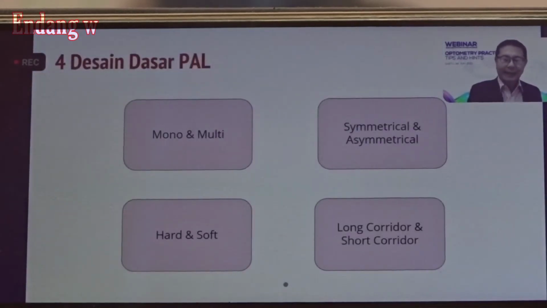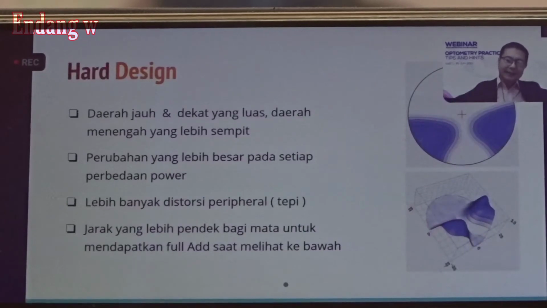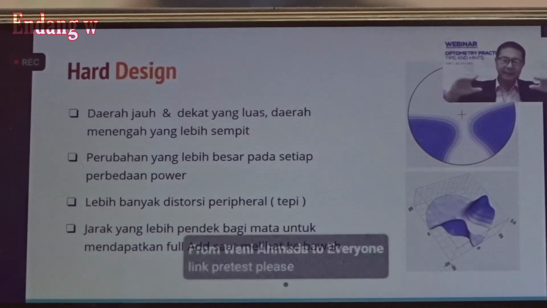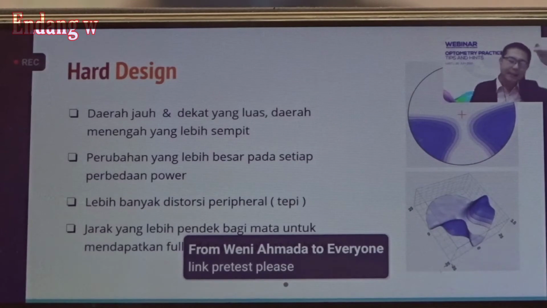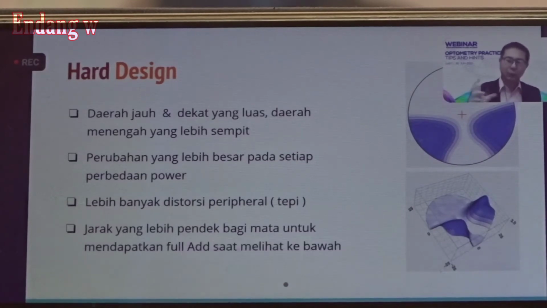So what is a hard design? A hard design is a lens where there is a lot of far and a lot of near. But when there is a lot of far and near, there are a lot of waves and a lot of changes of power, and that makes the glasses a bit harder to wear compared to the soft design. Soft design will have lesser far and lesser near, but it's not so big. Those are the soft designs.